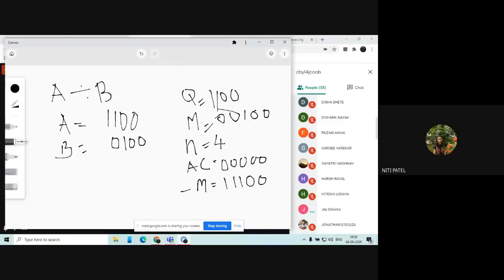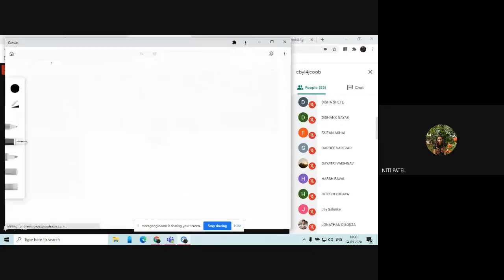So we have found out what is our Q, which is nothing but A. Our B is M. We know your N is equal to number of bits in your Q, which is 4. AC is always N plus 1. And minus M is 2's complement of M. So start doing the first cycle.